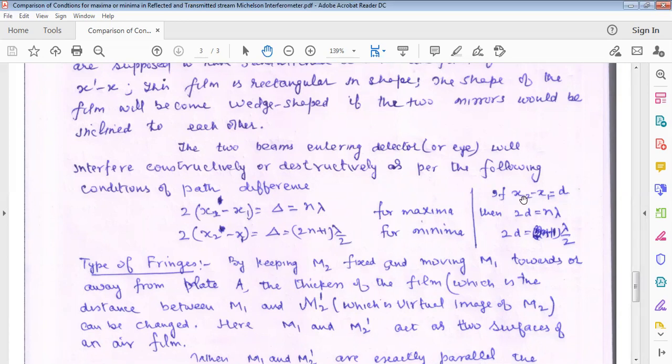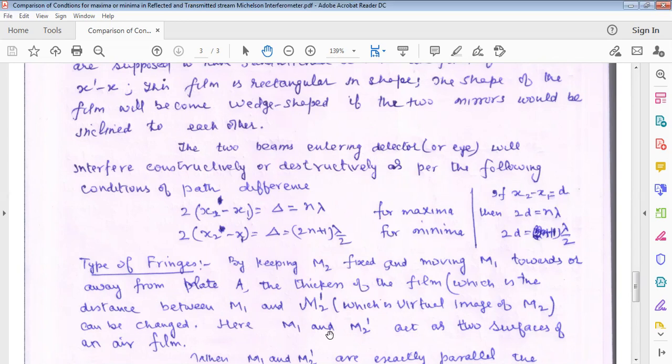If x2 minus x1 is d, then the condition becomes 2d is equal to n lambda. Suppose we take the path difference as d, then the condition will be 2d equals 2n plus 1 lambda by 2. This is the condition for minima, destructive interference.